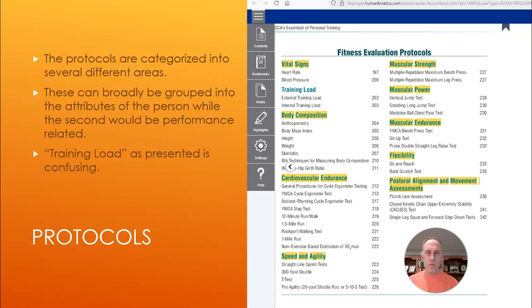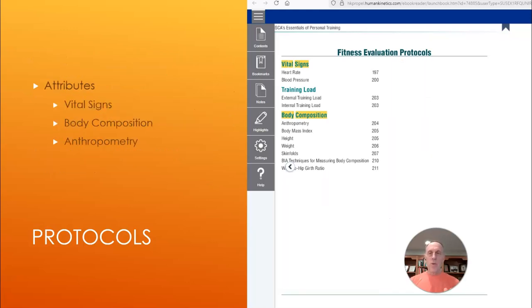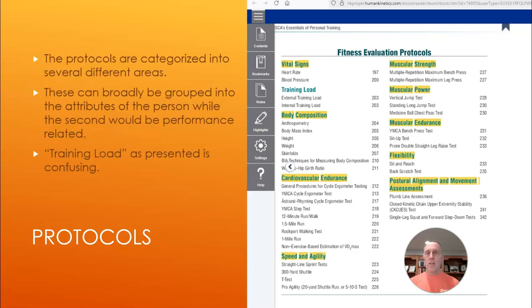And so I'll speak to it at one point in the series of presentations, but just understand that it's kind of awkward and a little bit out of place, and it's kind of confusing in the book to follow along. But if you were to take these and break them out into different subgroups, you can kind of broadly look at this in terms of testing that can be broadly grouped into attributes of the person, and another category that could be performance related.